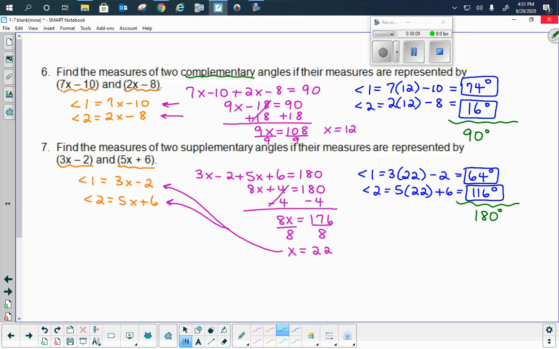All right, so stick with it, guys. You can do these word problems. Okay, you may struggle at the start, but keep at it. I promise you will eventually be very successful at them. Okay, keep working.